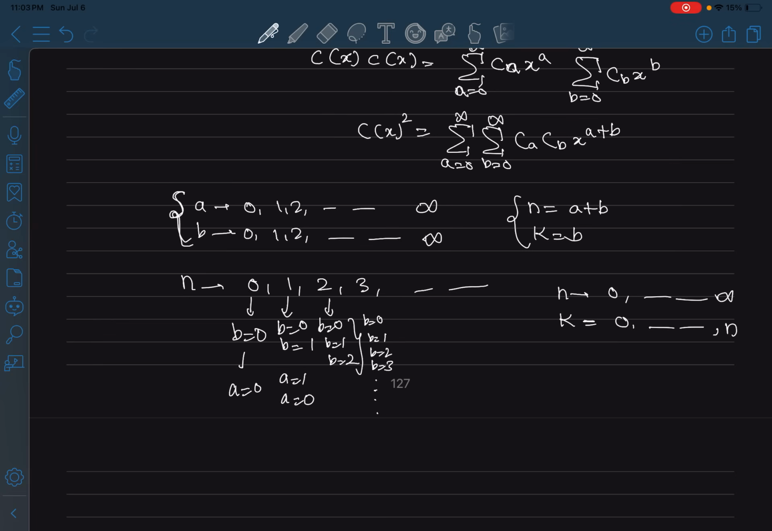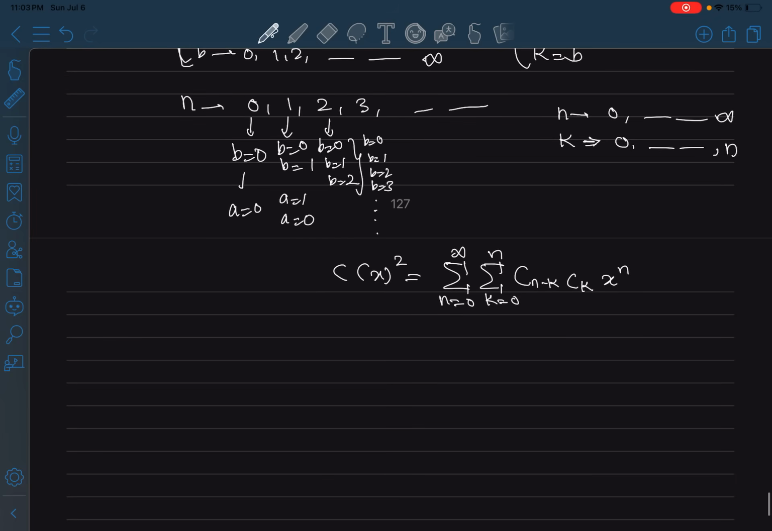So now, using this variable change, we can write c of x whole squared as n going from 0 to infinity and k going from 0 to n, of c of a, which is n minus k, times c of b, which is k, times x to the power n, right?